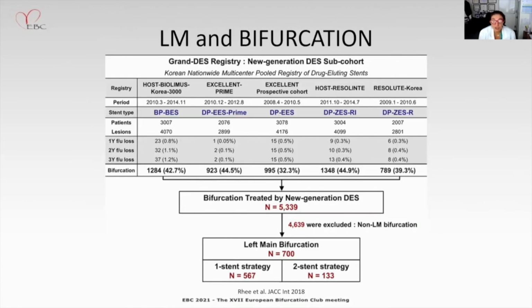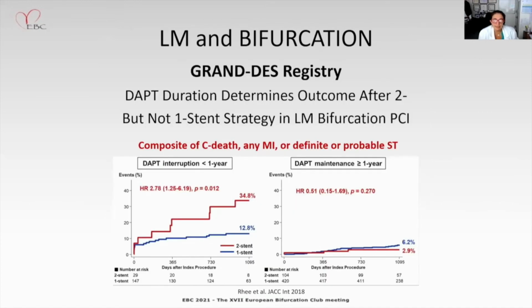Left main and bifurcation, there are a bunch of new generation DES subgroups that have been evaluated in host Biolamus, Korea, excellent prime, excellent prospective cohort, and all together with new generation, over 5,000 patients and 700 left main bifurcation. And in that grand DES registry, DAPT duration determines outcome after 2 stent, but not 1 stent strategy, showing again that interruption would be more catastrophic when you have 2 stents as opposed to 1 stent.